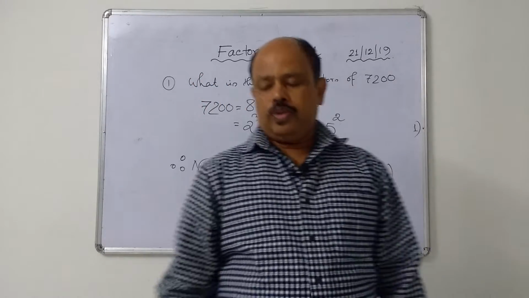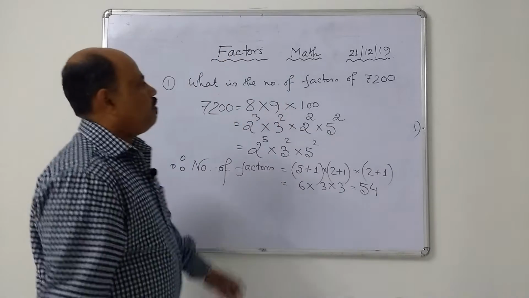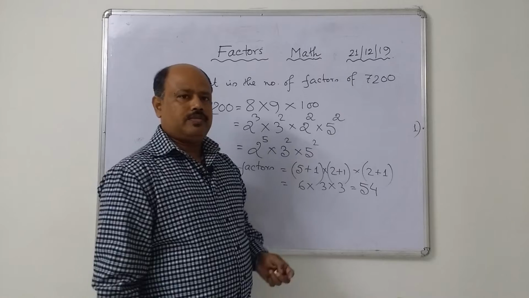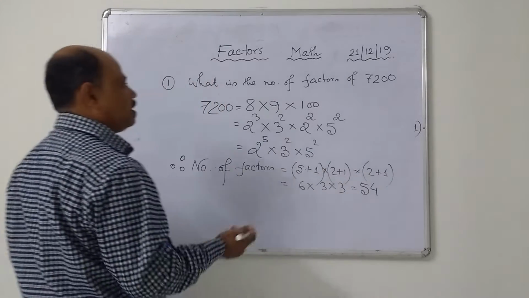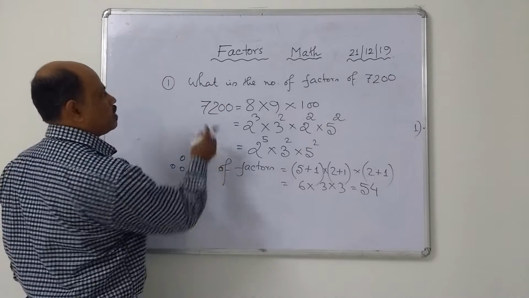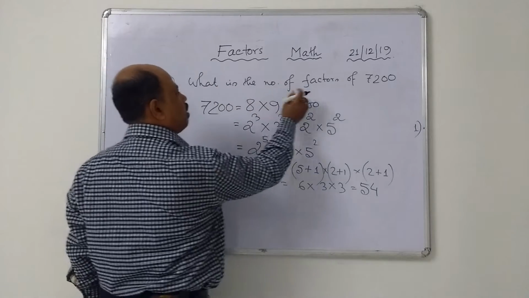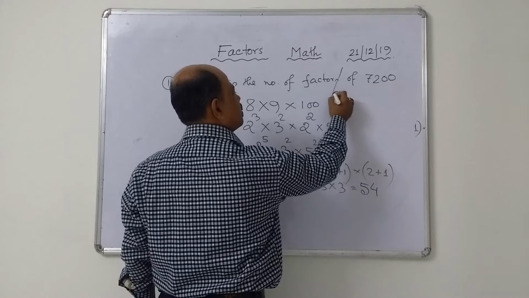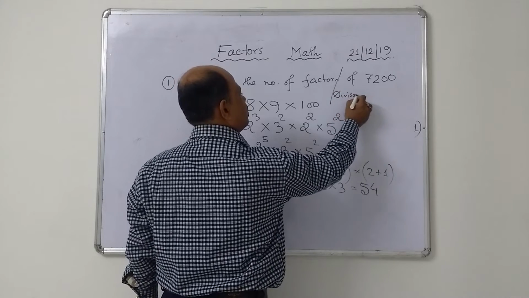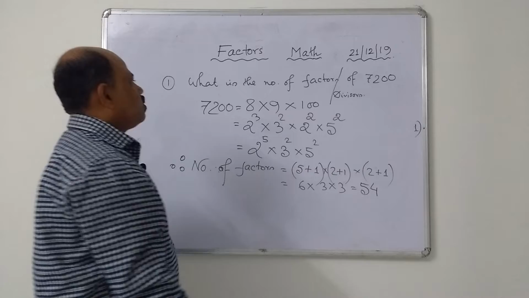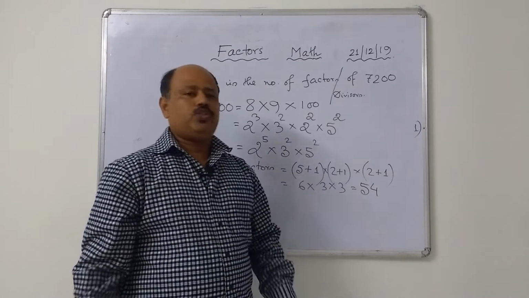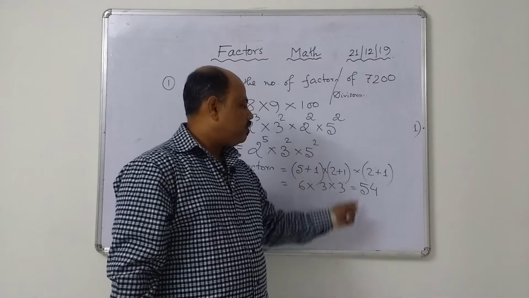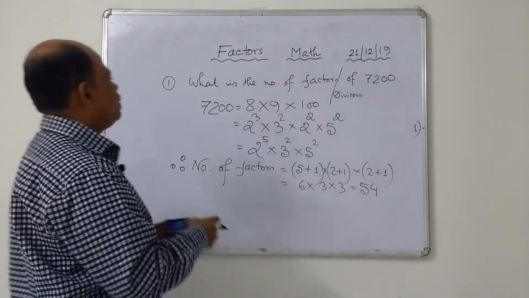Also, you know the synonym of factors is divisor. In the exam hall, the question may be, what is the number of divisors? That means the factors set, another name, divisors. So what is the number of divisors of 7200? The answer is the same, 54.